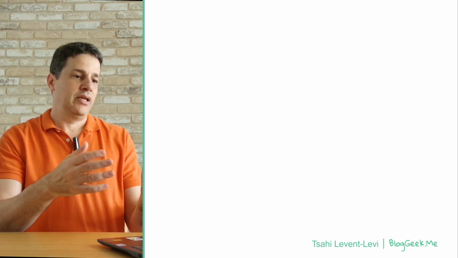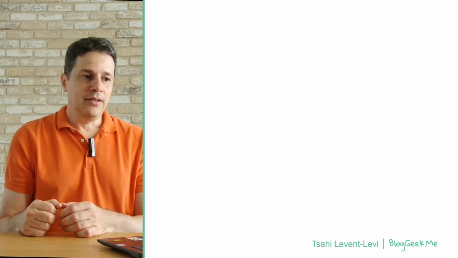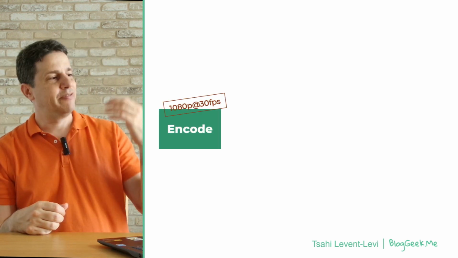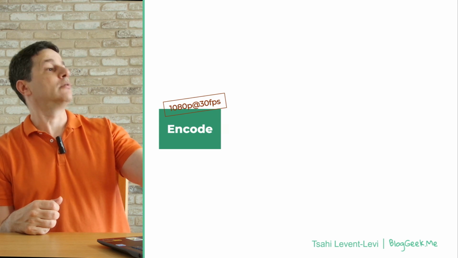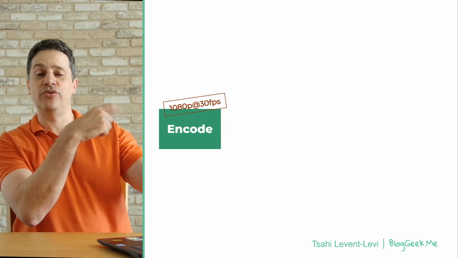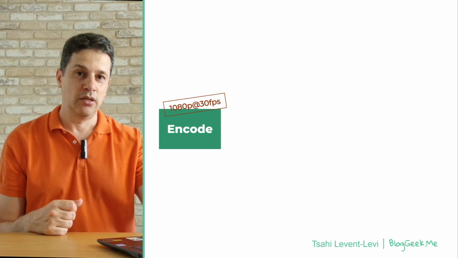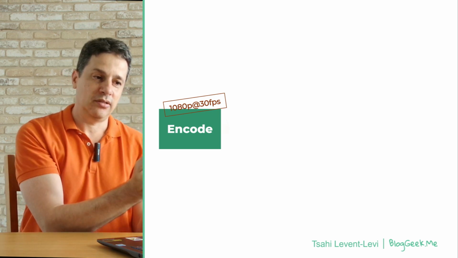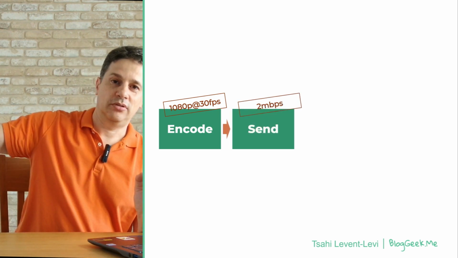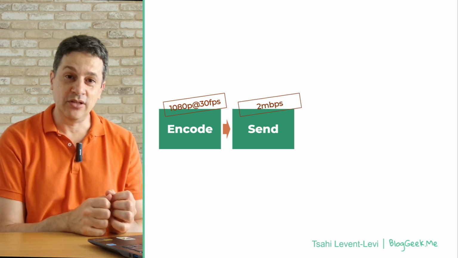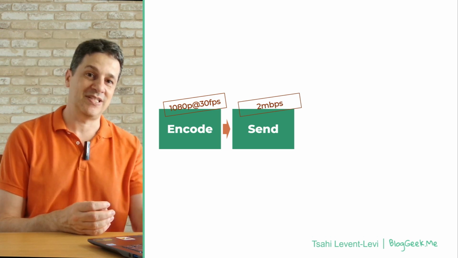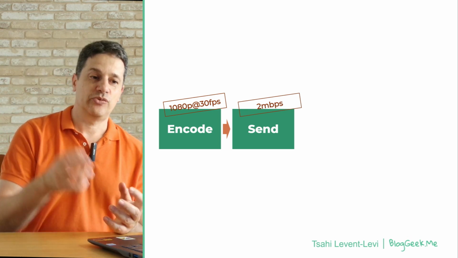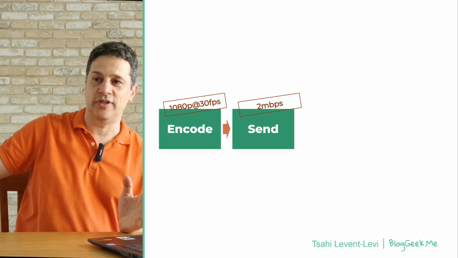Here's an example. Let's say that I have a content that is being sent from one user to another. The first user is going to look at the camera. There is 1080p and HD video in there at 30 frames per second. We're going to take that video and encode it. Once we encode it, we're going to send it over the network. We encode it at 2 megabits per second or 2.5 megabits per second or 3 megabits per second because that's an HD video at 30 frames per second. So we send 2 or 3 megabits per second over the network.